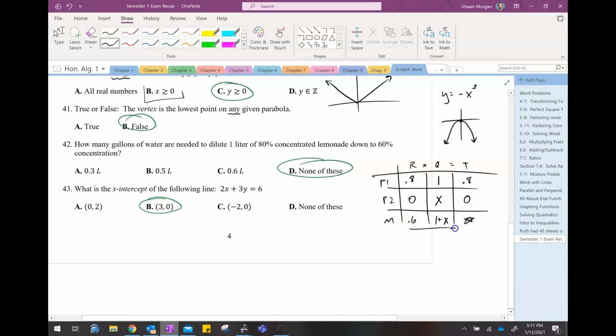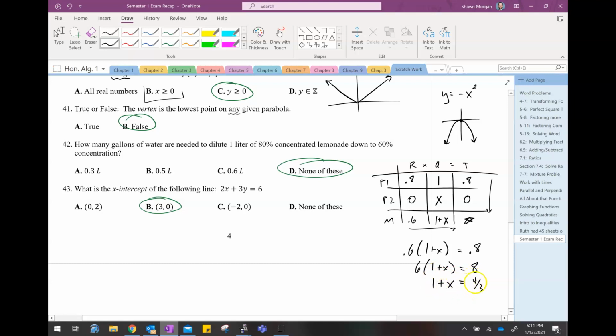We multiply from left to right, and we equate that with the addition of the column on the right-hand side there. So what we've got is 0.8 plus 0, 0.8, equals 0.6 times quantity 1 plus X. All right, so at this point we can multiply both sides by 10. That seems to make things a little bit easier. 1 plus X equals 8. And if you want, you could divide both sides by 6 at this point. 1 plus X equals 8 over 6, which is 4/3.